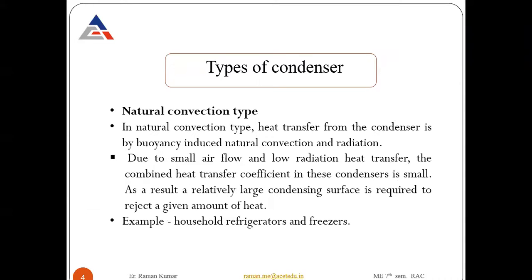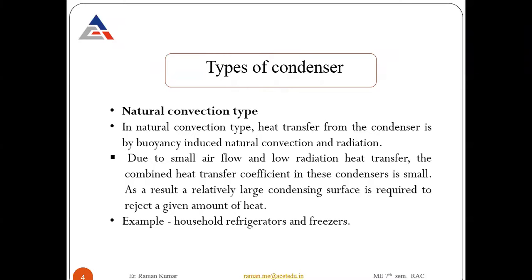Because the heat transfer is very slow, because the heat transfer depends upon how much air is flowing over the pipe of your condenser. So the COP is very small. As a result, a relatively large condensing surface is required to reject a given amount of heat.